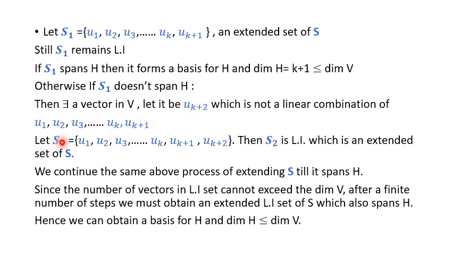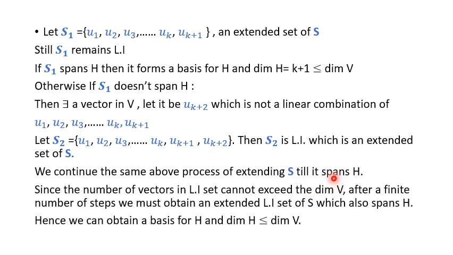Now we form a new set S2 equal to U1, U2, U3 and so on up to UK plus 1, and adding UK plus 2. Then still S2 is Li, because you are adding a vector UK plus 2 which is not at all a combination of the previous vectors. So S2 will be linearly independent, and this is still an extended set of S. Now we continue the same process of extending S till it spans H. You keep adding vectors to S which are not combinations of previous vectors. How long will you do that? Since the number of vectors in an Li set cannot exceed the dimension of V.